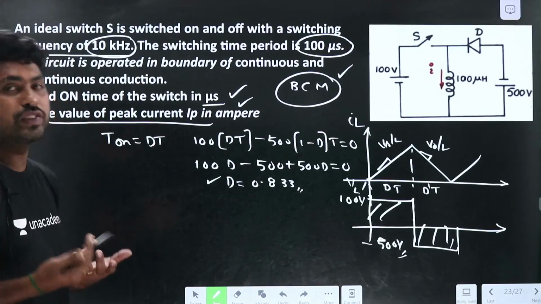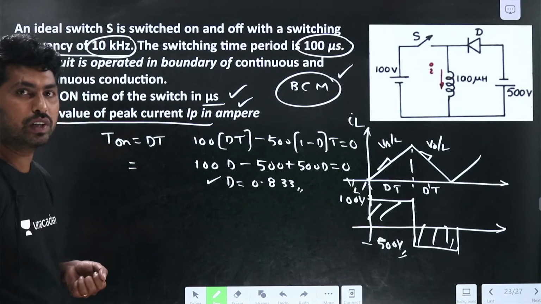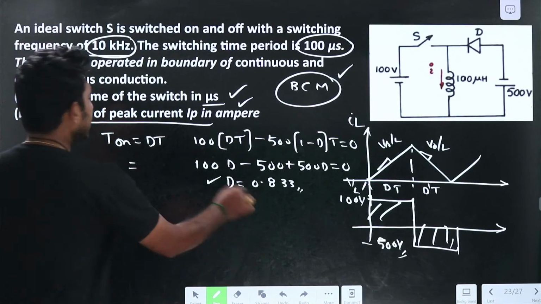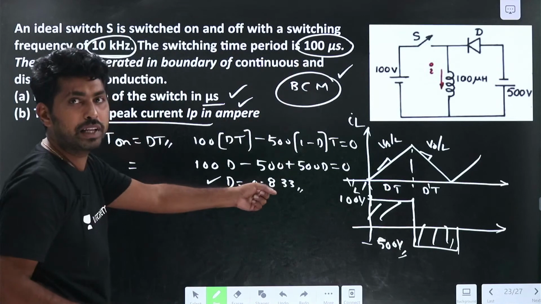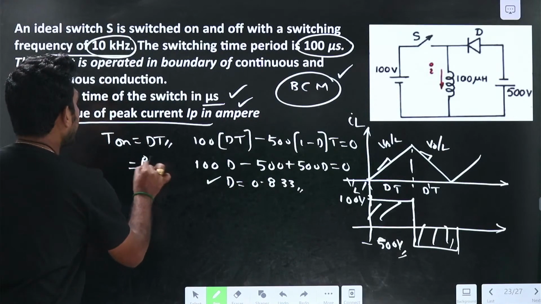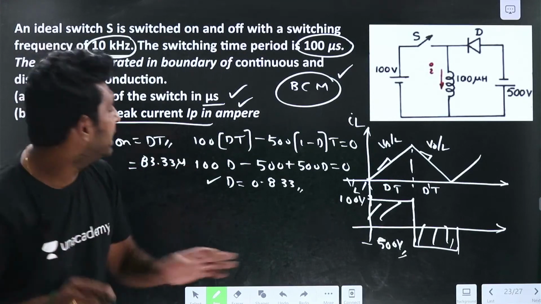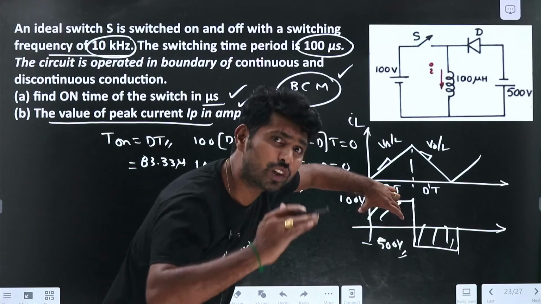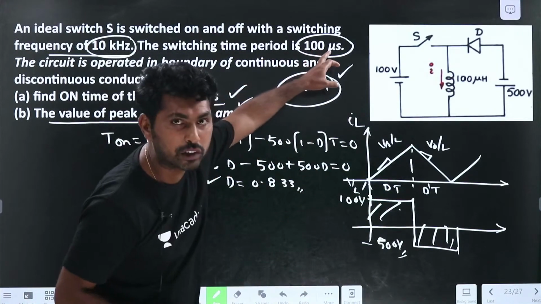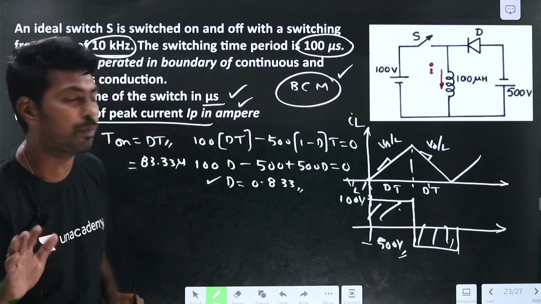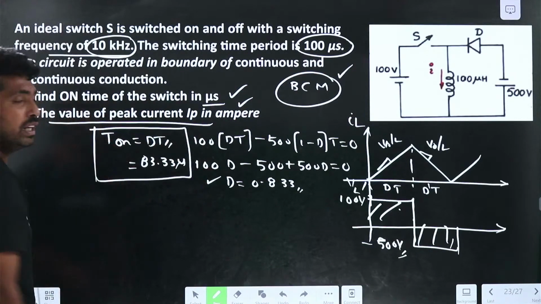So on time of the switch equal to D into T. Where T equal to 100 microseconds, if I multiply this, I will get 83.33 microseconds. T on period is D into T, because the switch is on for the period of D into T. We know the total time period is 100 microseconds, duty cycle we got as 0.833. So now we got the first answer as 83.3 microseconds.